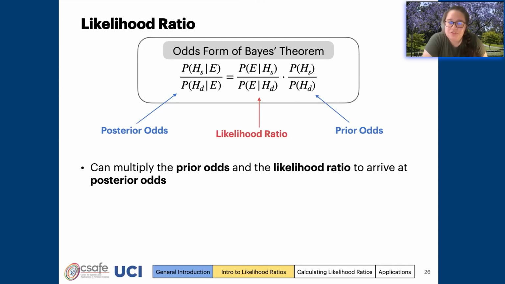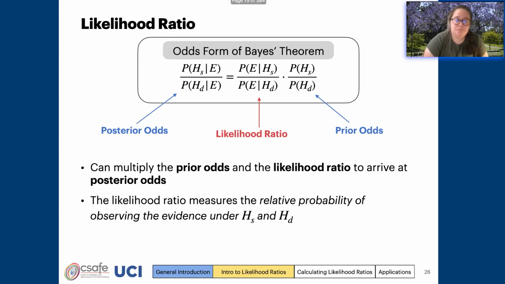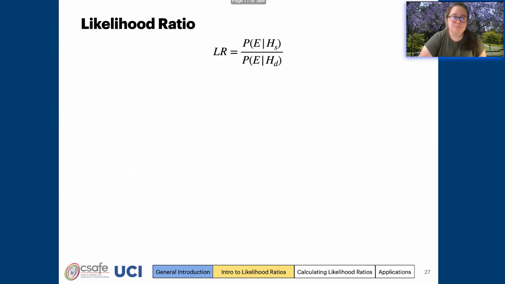From this equation, we can see that we can multiply the prior odds and the likelihood ratio to arrive at the posterior odds. In words, sometimes you'll see this description saying that the likelihood ratio measures the relative probability of observing the evidence under the same source proposition and the different source proposition. What does this actually mean, though?